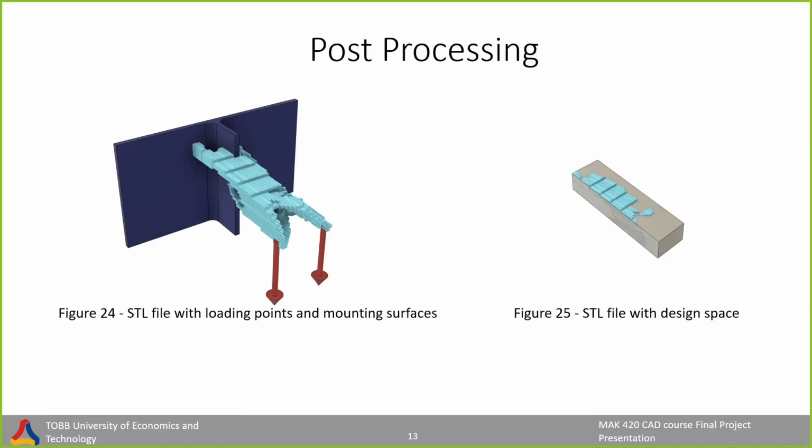After getting the result of the optimization, we redrew our design space in Fusion 360. In figure 24, the load application points and the frame that the fitting is attached to our design can be seen. In figure 25, we drew the design space on top of the STL file to obtain the final design.